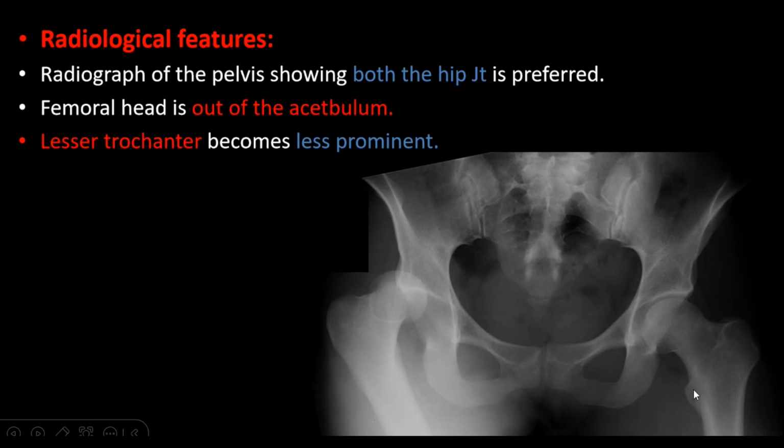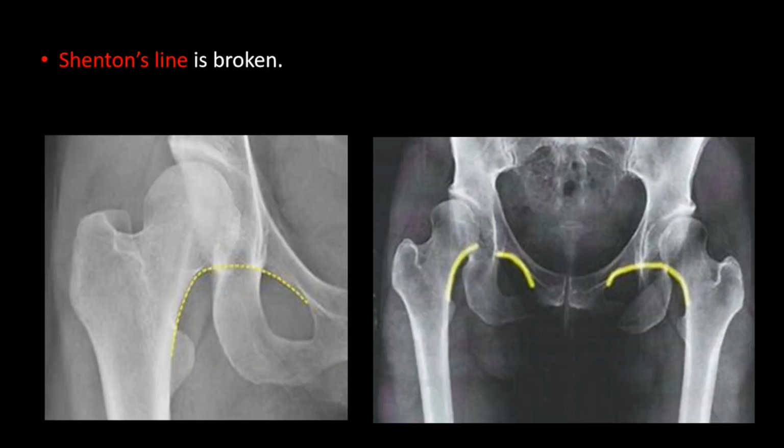It is quite prominent, but here due to the adduction and internal rotation, the bone has rotated internally. Shenton line will be broken. Shenton line, as you can see here, this dotted yellow line, is an imaginary semicircular line, and it joins the medial cortex of the femoral neck to the lower border of the superior pubic ramus.